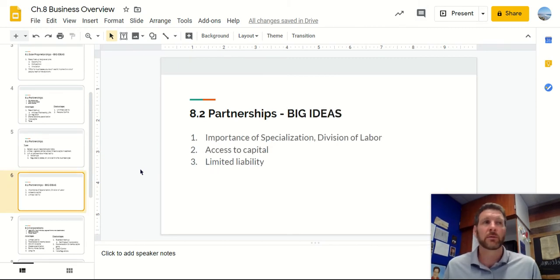The big ideas for partnerships, I've kind of hit upon it, but one, just the importance of specialization. Again, in just general economic principles, you want to be more efficient, you want to get more done, which again brings down prices, which increases profit, all these sorts of things. You want to specialize, you want to divide up the labor.